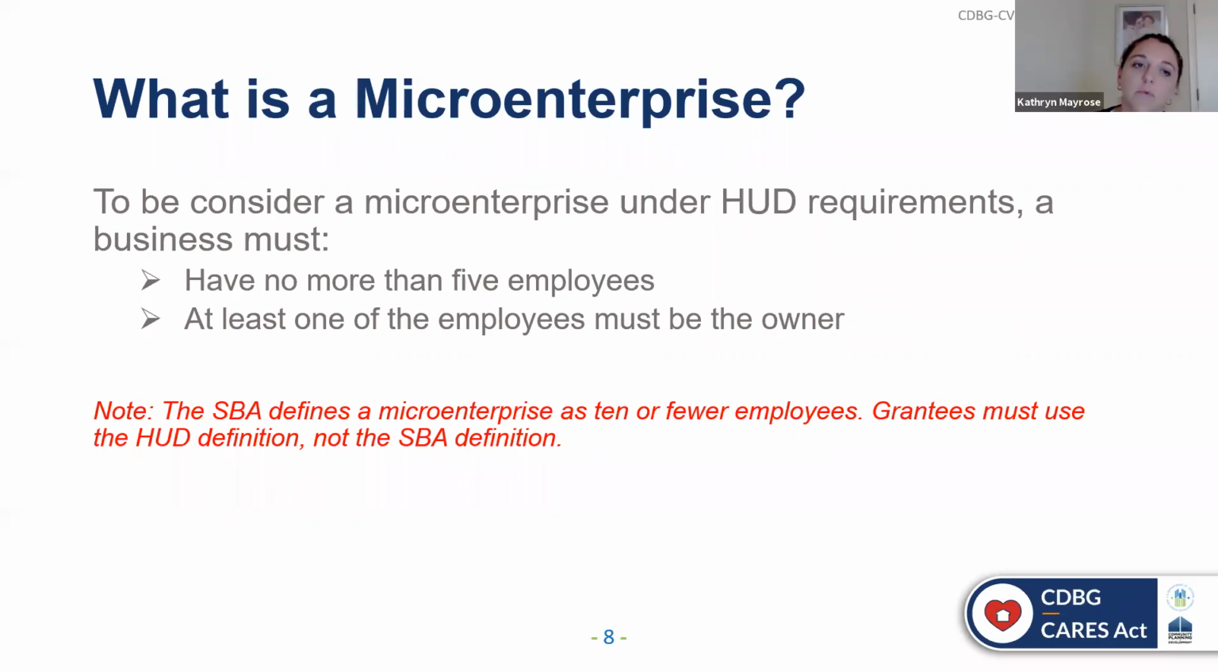Oh, can I just add one thing too about microenterprise? So we said earlier that the main national objective categories we were going to focus on were going to be low mod area or low mod jobs. The exception to that is that if you are conducting microenterprise activity and the business owner is LMI, that is generally the only circumstance under which you could qualify economic development activities as low mod limited clientele or LMC. So that's just something to note.